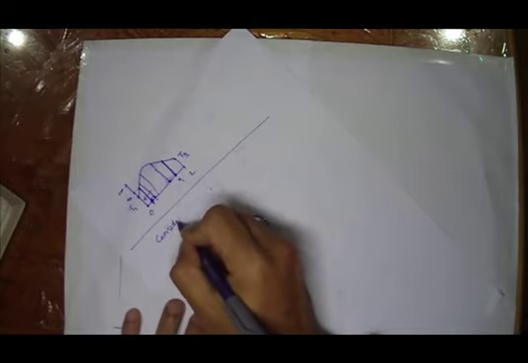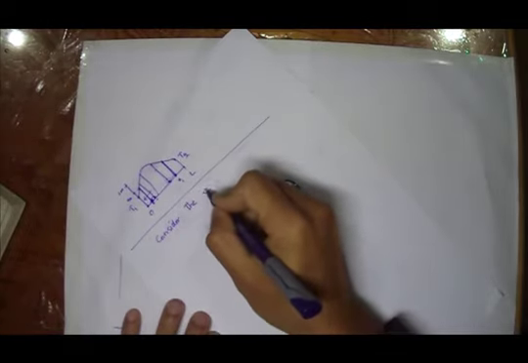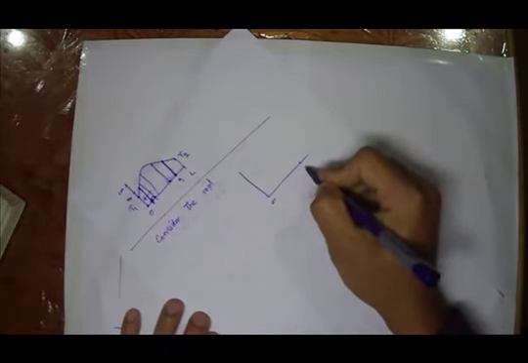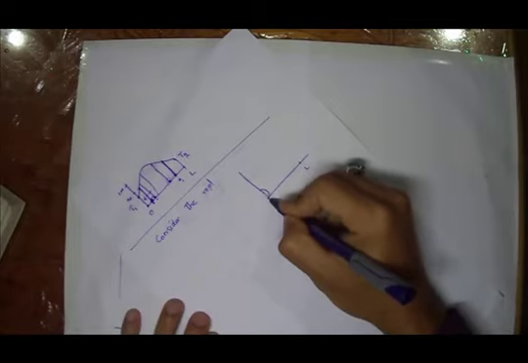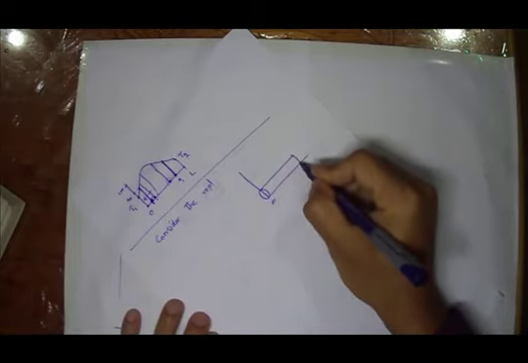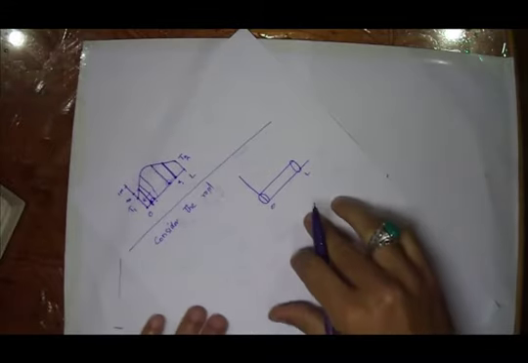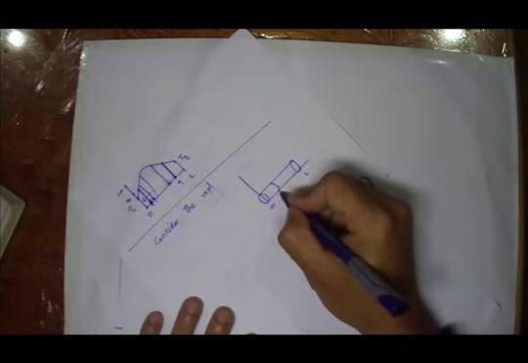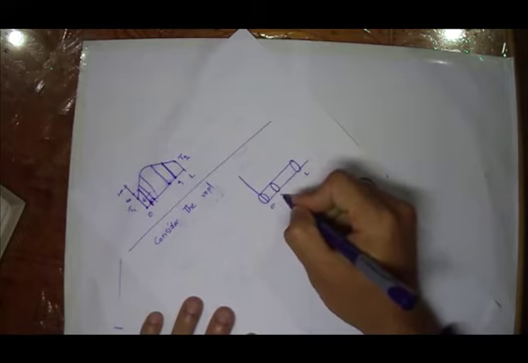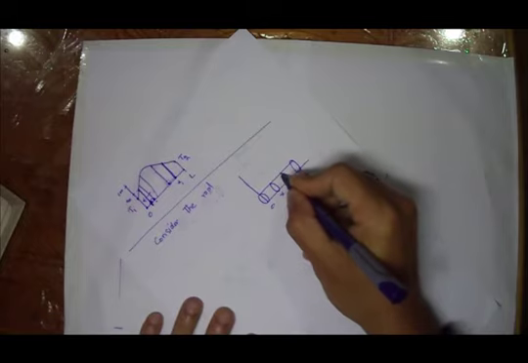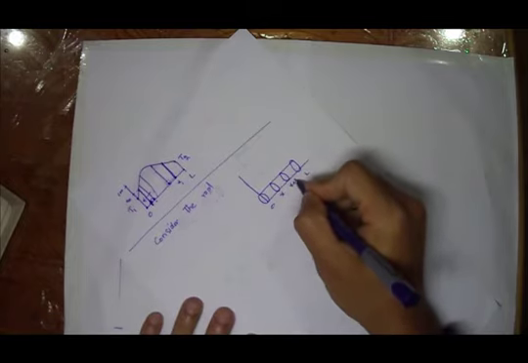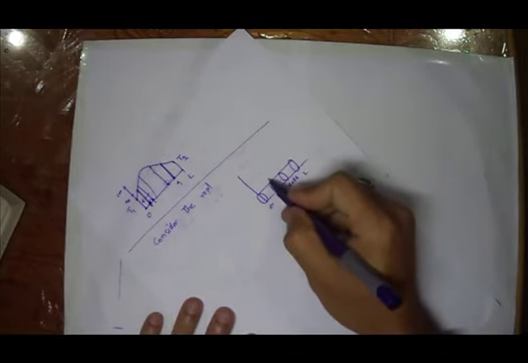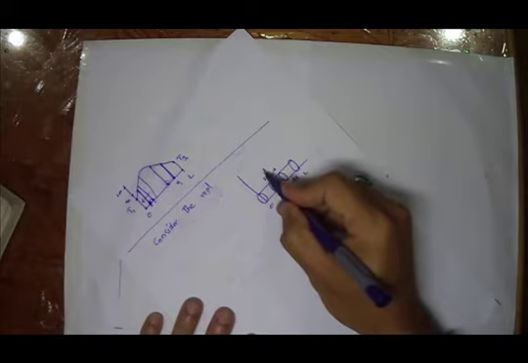Consider the same rod. Assume a small portion of this rod between 2 points. Suppose the first point is x and the another point is x plus del x. If this is x and this is x plus del x, then the length of this small portion is of course delta x.